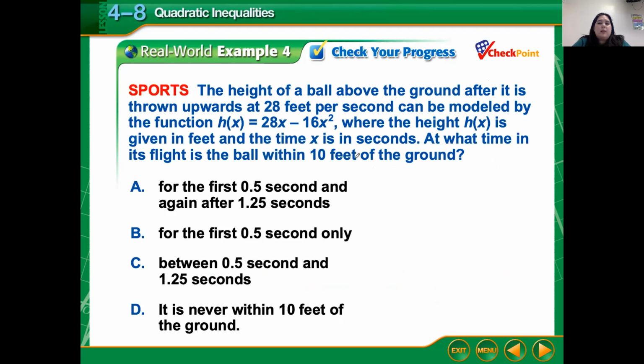So let's go ahead and try this one. The height of a ball above the ground after it's thrown upwards at 28 feet per second can be modeled by the function h of x equals 28x minus 16x squared, where the height h of x is given in feet and time x is in seconds. At what time of its flight is the ball within 10 feet of the ground? I'll go ahead and give you guys a moment to try that one out.